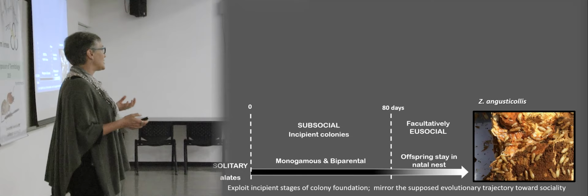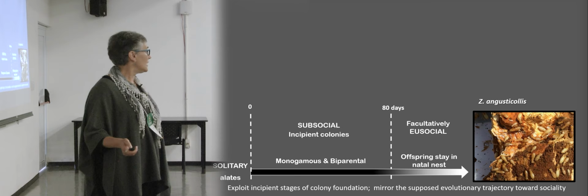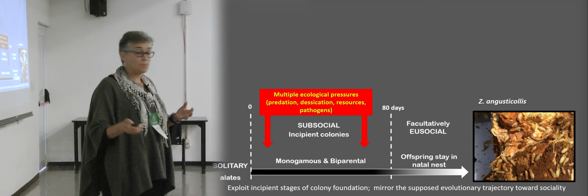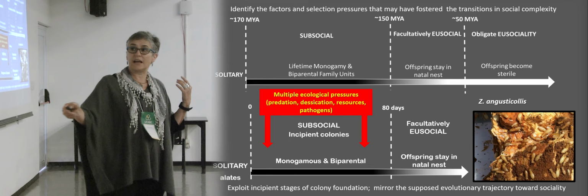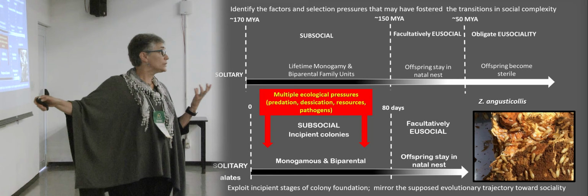So the main story yesterday, and please tell me if I'm correct or not, is that we could exploit the ontogeny of a termite colony by looking at all its different stages of complexity in sociality, and by understanding the ecological pressures that today's colonies are facing. Perhaps by exploiting this system, we can say something about the forces and selection pressures that happened millions of years ago, in trying to understand the trajectory and transitions from a solitary pre-ancestor termite ancestor to a subsocial stage, then what's called a facultative stage of eusociality, and ultimately the obligate.